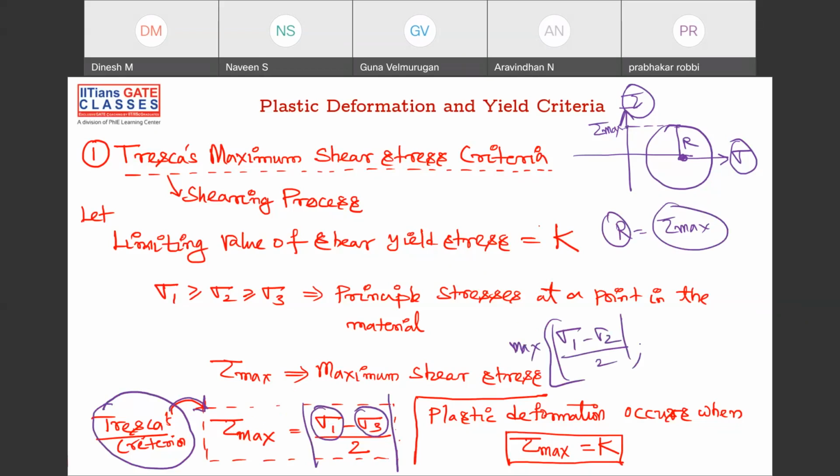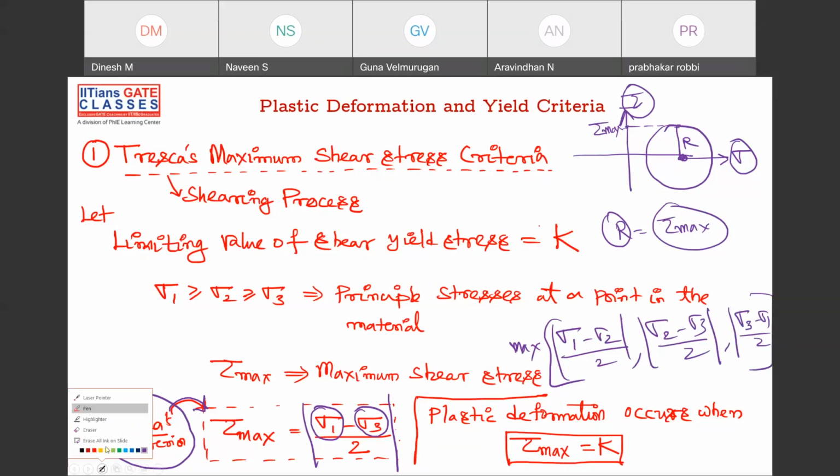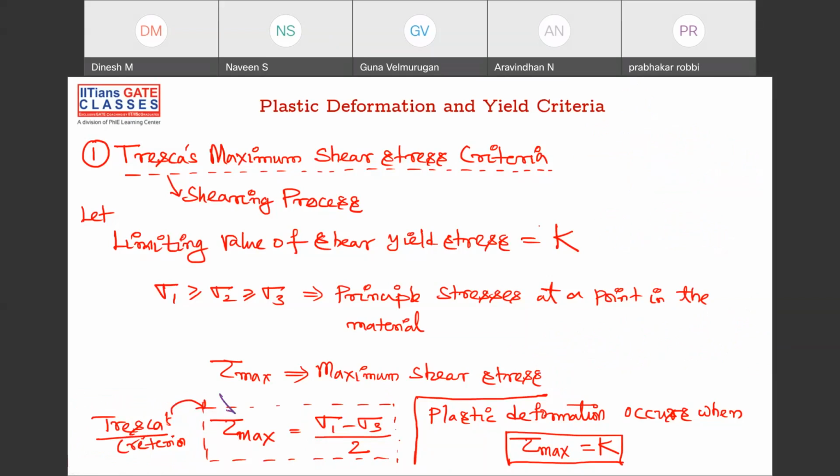Actually, if you are trying to do it, it should be like this: sigma 2 minus sigma 3 by 2, comma sigma 3 minus sigma 1 by 2, something like that. We take the max of all the absolute values. But here in this case, what you're assuming is that, and this is the maximum value here.